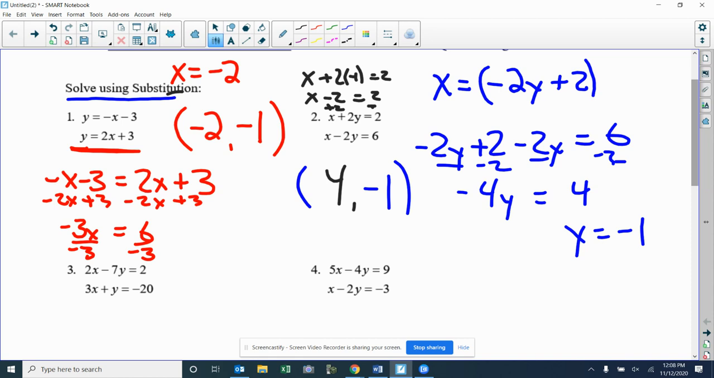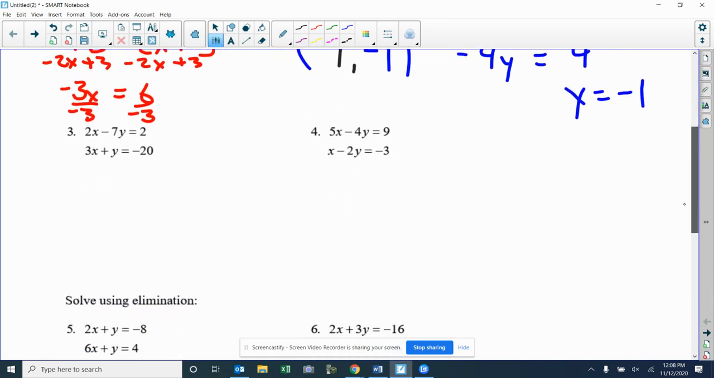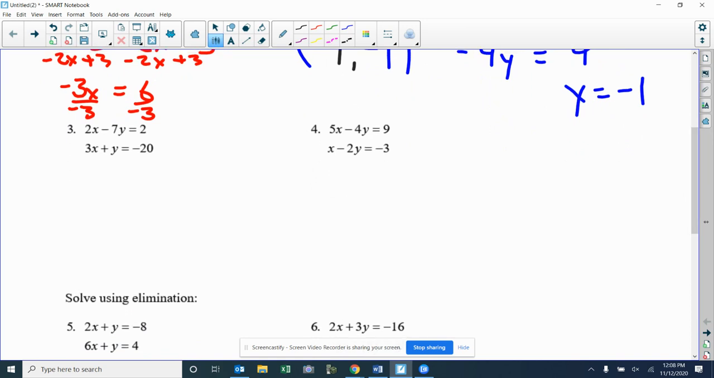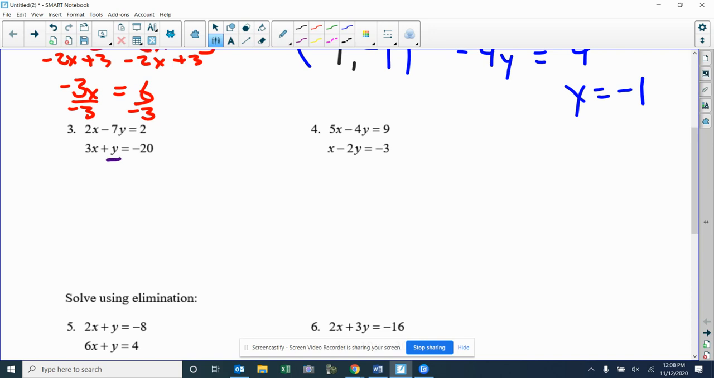Continuing on with substitution. Now they get a little harder as we move on. This guy right here, number 3. Looks like I would solve for that y. Would you all agree? Because that's the only single up there. If you get into the others, you're going to get some fractions. Take that 3 to the other side. We're going to have y equals minus 3x minus 20. Definitely going to put that in brackets because I got to put that right here.